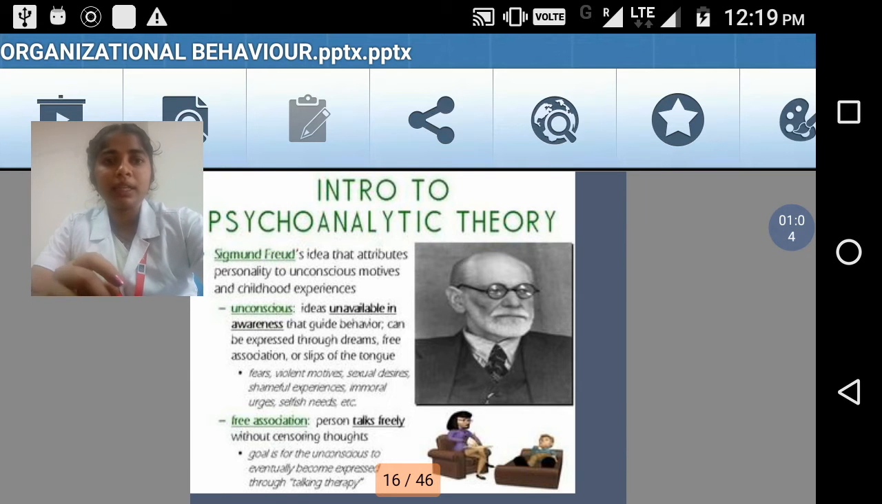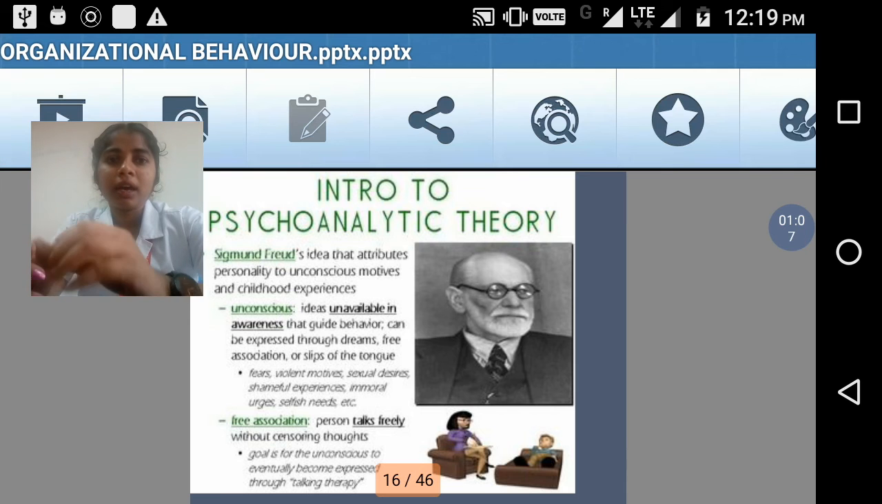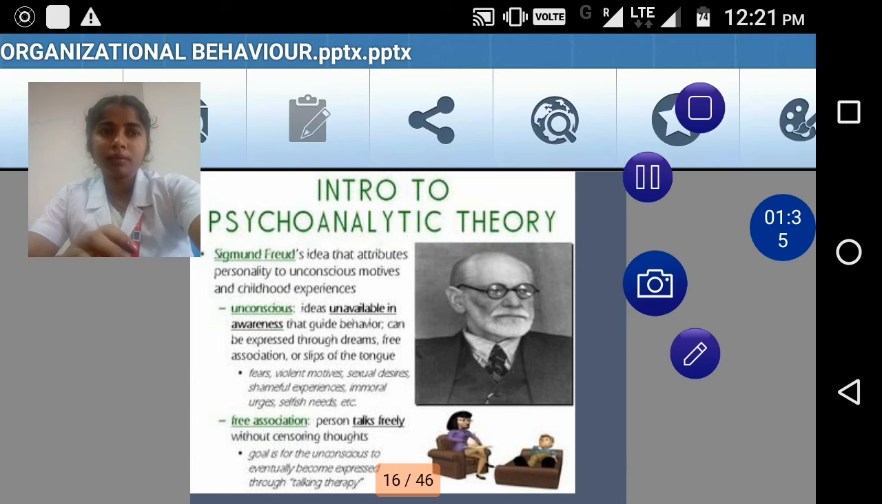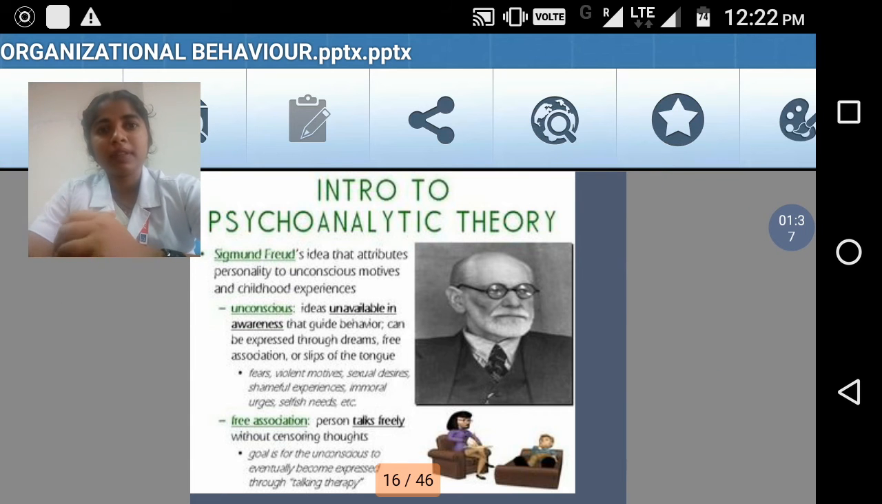Introduction to psychoanalytical theory. Sigmund Freud's idea attributes personality to unconscious motives and childhood experience. So he explained consciousness and how we can explain a lot of things from our childhood. Next, unconsciousness: ideas unavailable in awareness that guide behavior. He explained the three terms: id, ego, and superego.